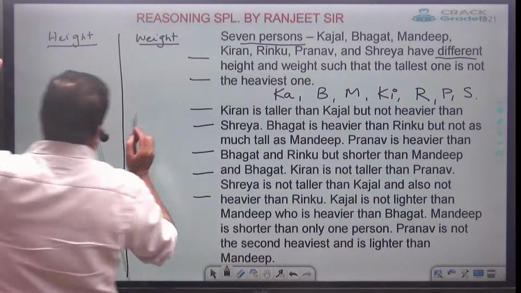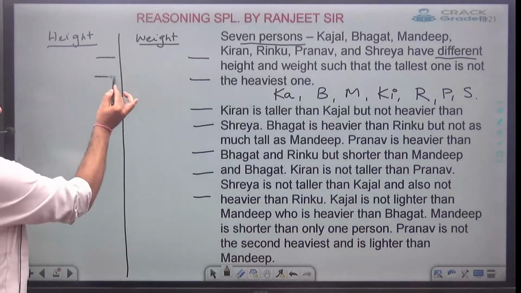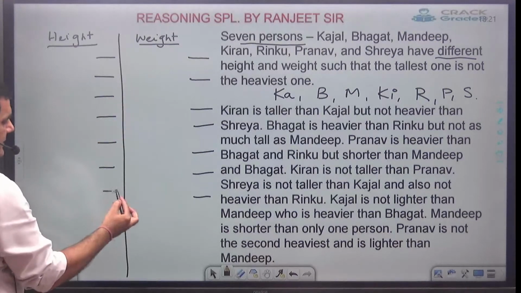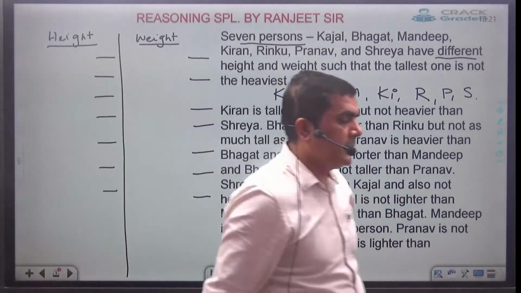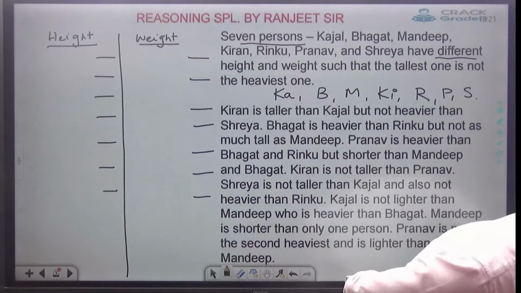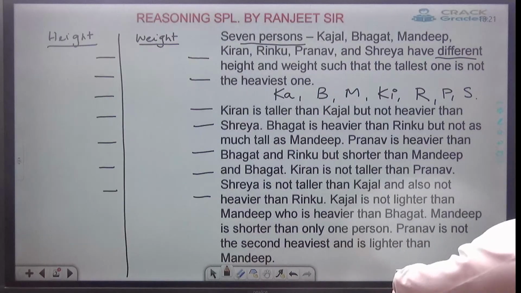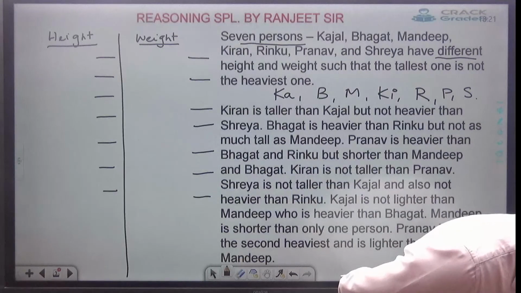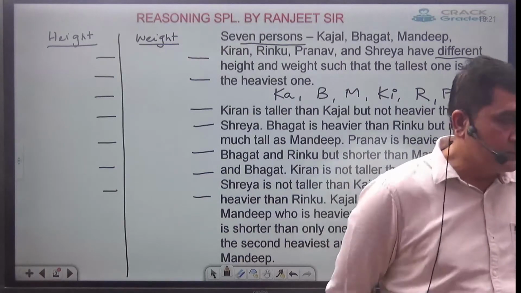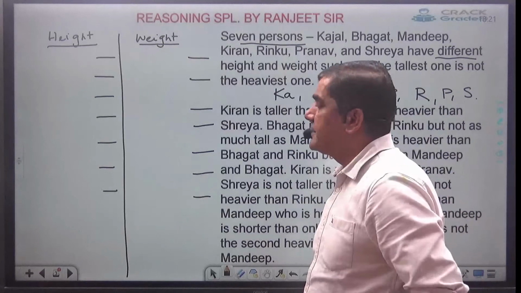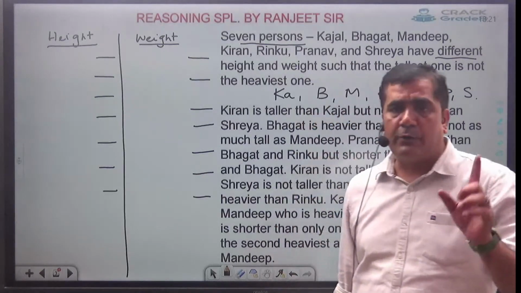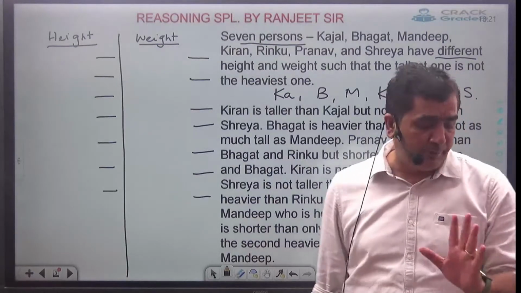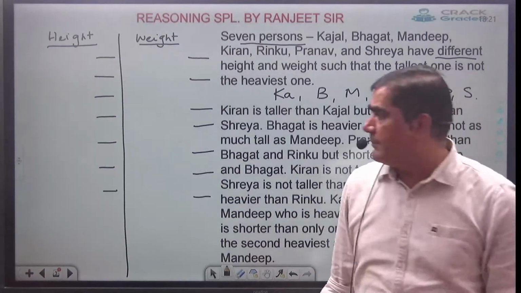So here for the weight and here for the height, I need to arrange them 1, 2, 3, 4, 5, 6, and 7. Clear? Any problem? Okay. Now, let's read the statements one at a time. I'm going to read one statement and then see whether they're talking about height or weight. Simple. Let's start with statement number 1.